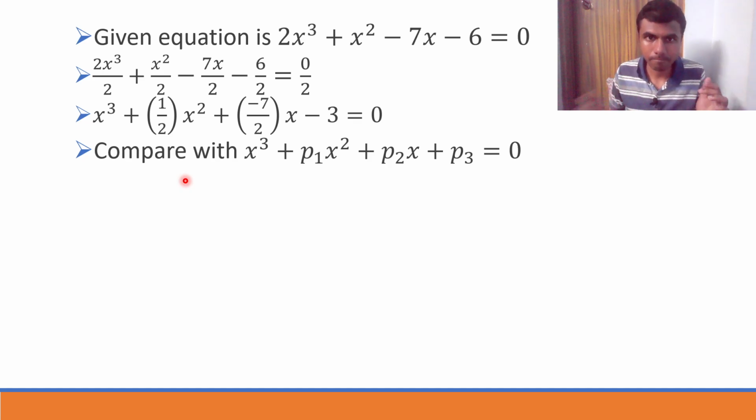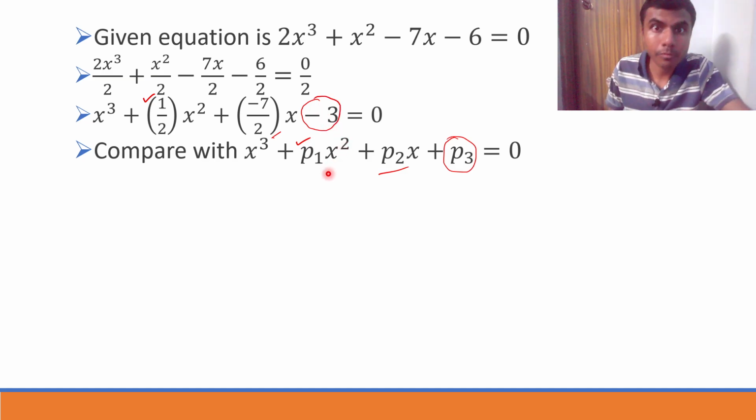If I compare this, x cube is matching. Now beside x square I have p1, and beside x square I have 1 by 2. So p1 is 1 by 2. Now here I have p2 and here I have minus 7 by 2, so p2 is minus 7 by 2. This is why I kept the brackets, so that it looks easy. Now p3 is minus 3, don't forget the sign. p3 is minus 3.